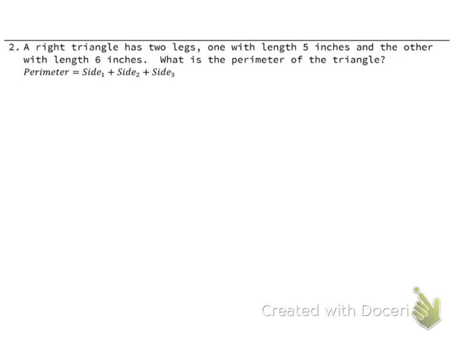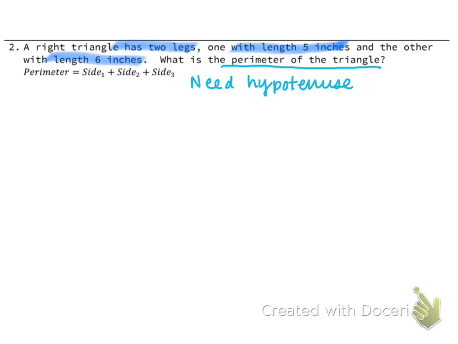So number 2 says a right triangle has 2 legs, one with length 5 inches and the other with length 6. What is the perimeter of the triangle? So first I'm going to draw this out. In order to find the perimeter here, I need to find the hypotenuse. Because it's a right triangle, I can use the Pythagorean theorem.